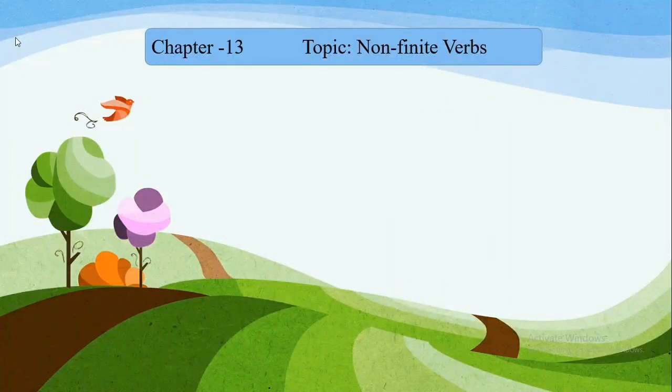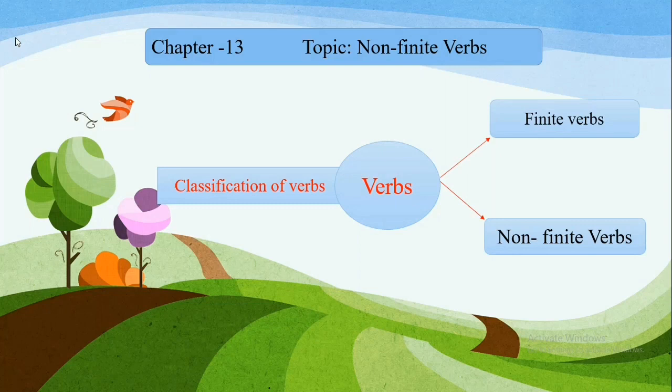Verbs are mainly divided into two parts, main verb and auxiliary verb. This part you have already learned in 6th class. In this video, we are discussing the most important concept of the English language, that is non-finite verbs. Before that, let's see the classification of the verb, that is finite verbs and non-finite verbs.